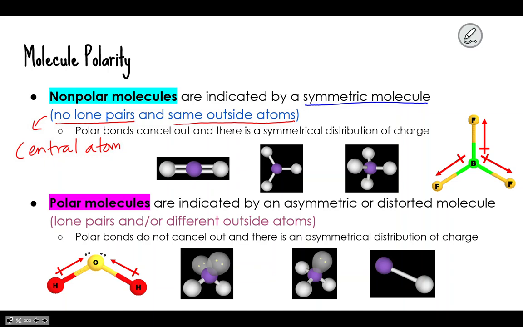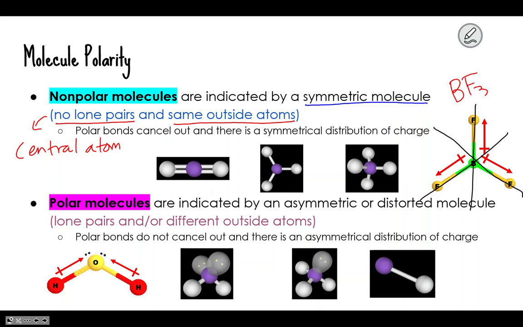So, for example, here is this BF3 molecule. If we cut it this way, it's the same on both sides. If we cut it this way, it's the same on both sides. If we cut it this way, it's the same on both sides. So that is a very symmetrically arranged molecule.